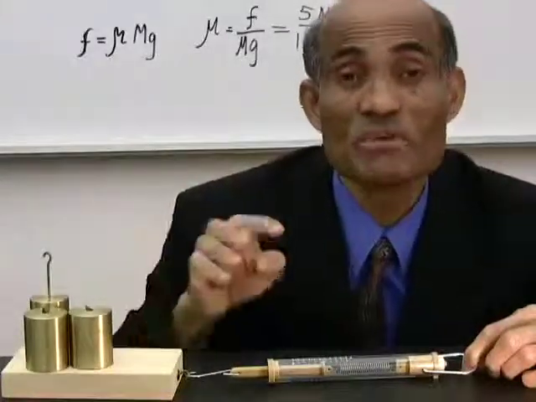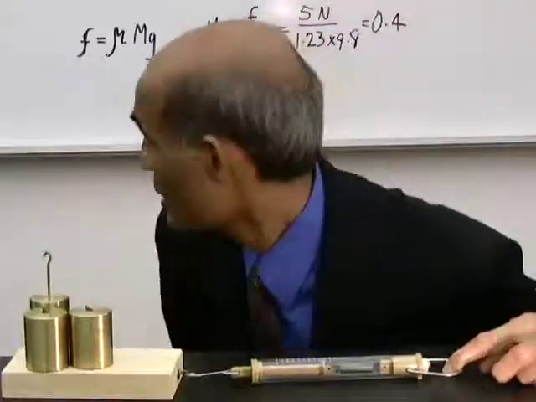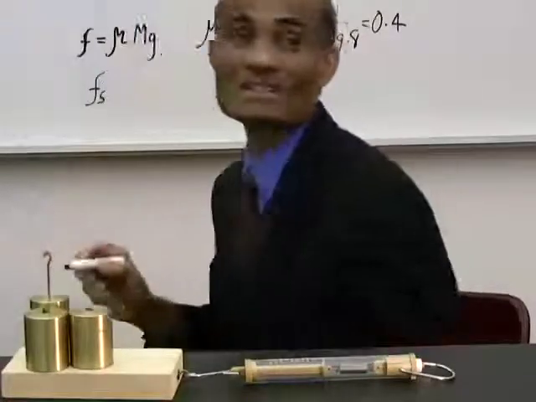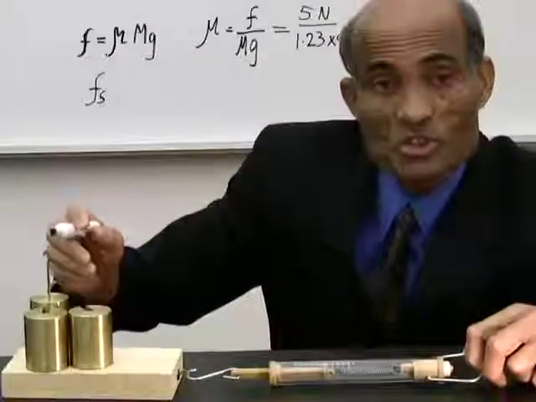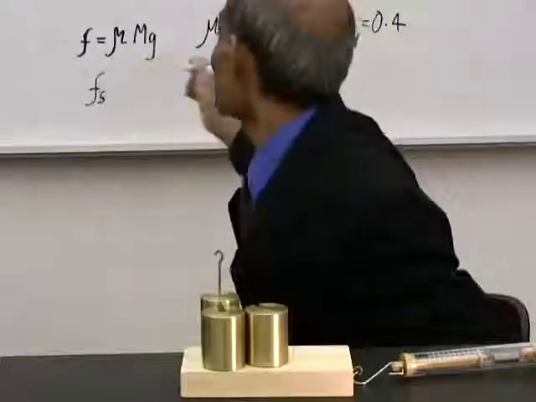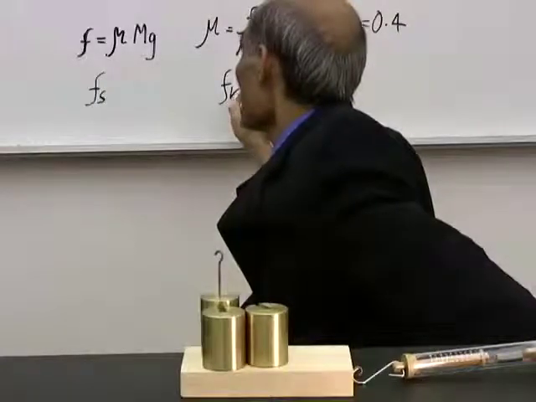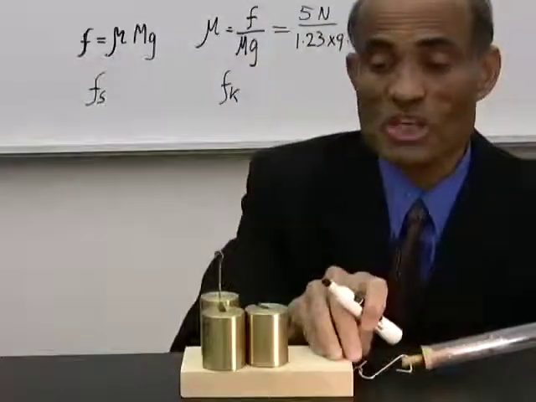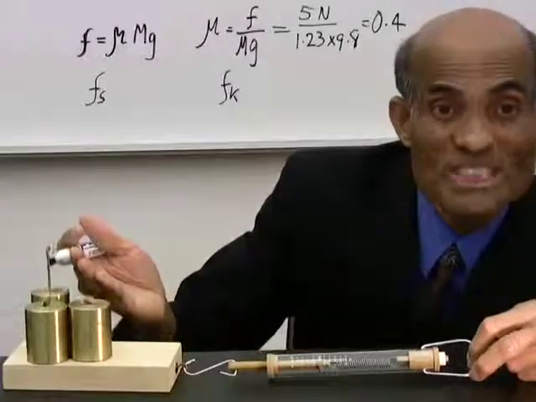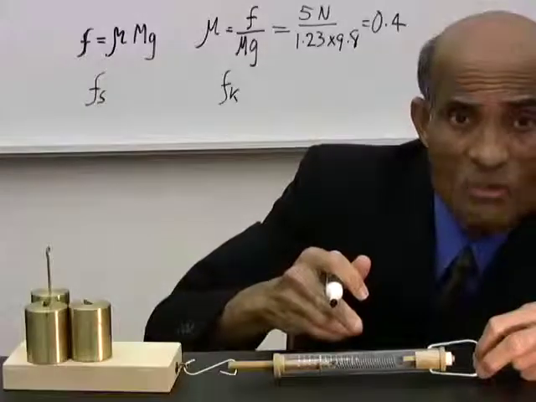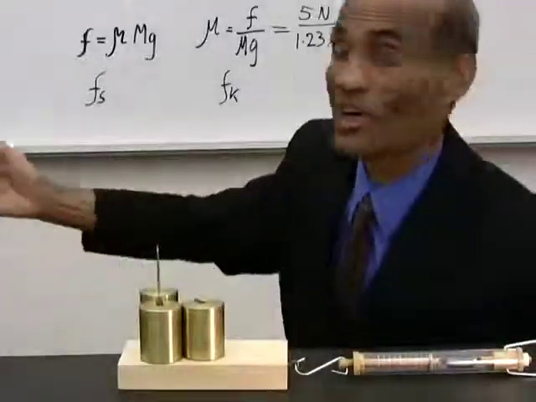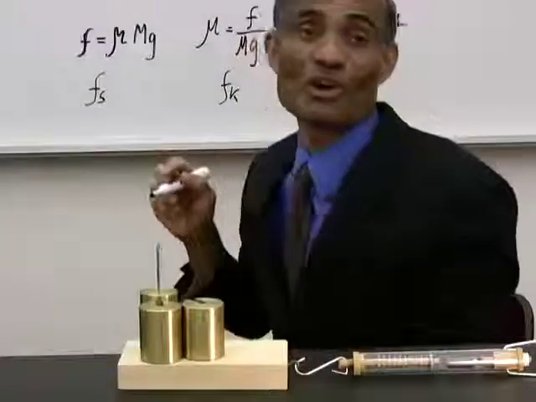Now, the limiting friction between two surfaces that are at rest relative to each other is called the force of static friction, and we will represent it by F sub S. On the other hand, the frictional force between two surfaces when they are in relative motion is called the force of kinetic friction, and we will represent it by F sub K. So I hope this is now clear. In order to set an object in motion, you need to overcome the force of static friction that is much greater. The moment it moves, you can see the scale reads a lesser amount. So the force of kinetic friction is less than the force of static friction.